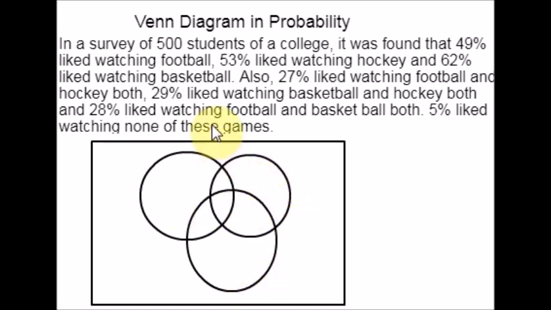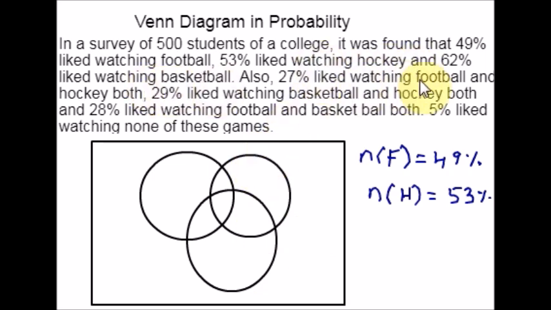n(F), where F is football, H is hockey, and B is basketball. The percentage of students who liked watching football is 49%. n(H), the percentage of students who liked watching hockey, is 53%. n(B), for basketball, the percentage of students who liked watching basketball is 62. Let's find the intersection parts. Football and hockey: n(F ∩ H) is 27. n(B ∩ H) is 29. And n(F ∩ B) is 28.